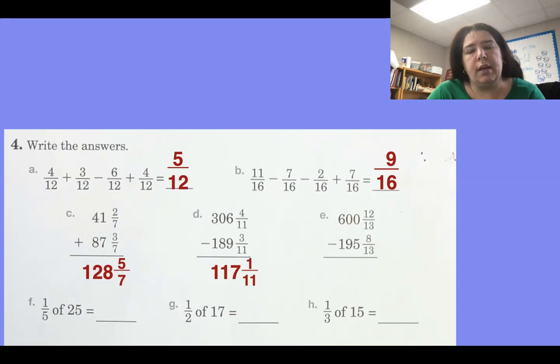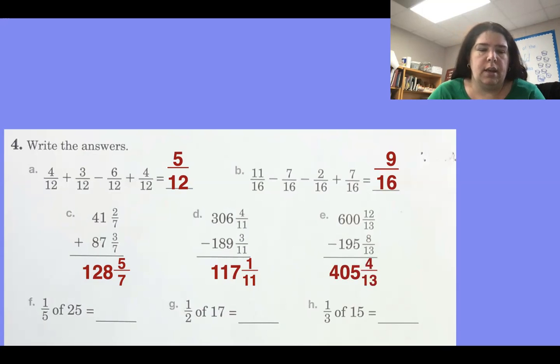Very good. Next one, 612/13 minus 195 and 8/13. Do the fraction first. 12 minus 8 equals 4/13, and 600 minus 195. 6 turns into a 5, 0 turns into a 10, and then we can turn it into a 9 and give it over to the other 0. So 10 minus 5 is 5, 9 minus 9 is 0, 5 minus 1 is 4, 405, and 4/13.